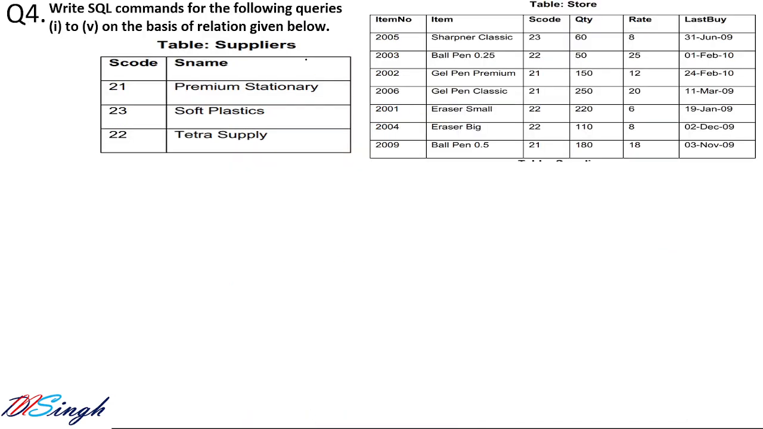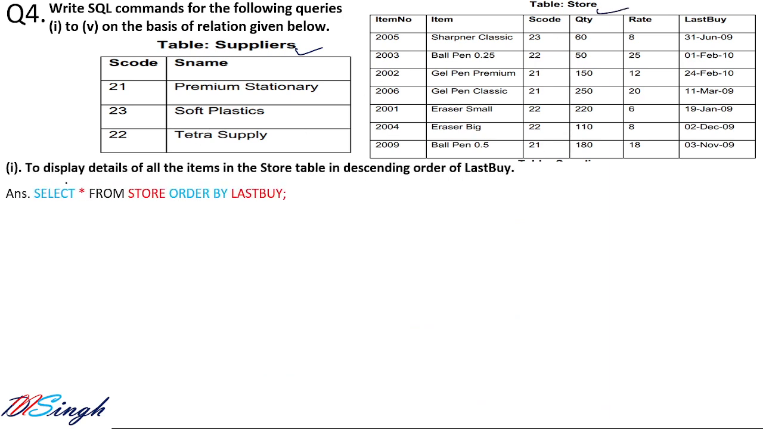Now we have one more table, supplier and store. Based on that, the first question is: display the details of all the items in the store table in descending order of their last by. So display details of all the items. We have item details inside the table called store, in descending order of last by. So we have a column called last by. Now how can we order our result? By using the order by clause.